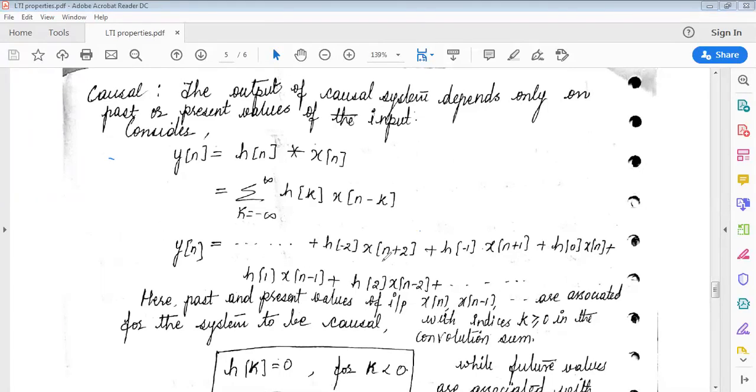Now, in this expression, you can see that your output y of n is depending upon the future values of the input, the present values of the input, and also the past values of the input. Now, I have to make this LTI system a causal system. That means your output y of n should depend only on the present value of the input and only on the past values of the input. It should not depend on the future values of the input. That means I have to make all these terms equal to 0. I should have the expression for y of n which should start only from h of 0, x of n, and so on to plus infinity.